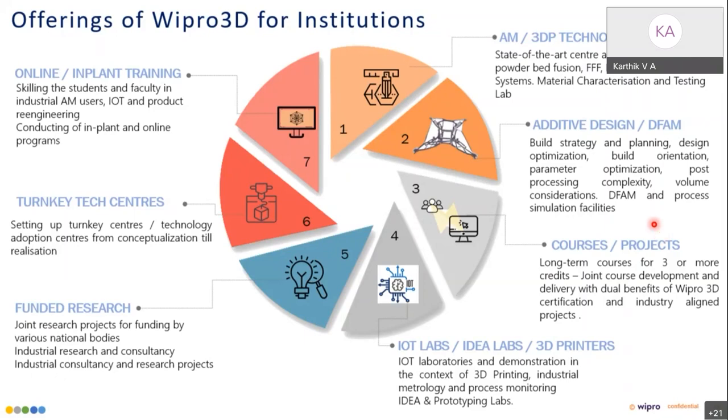Since metal is our primary area of strength, we do funded R&D proposals with various universities, and we also consult with a lot of industries to give them research-oriented assistance. Of course, turnkey centers are also something we offer, from conceptualization to realization. And lastly, implant training for various students and even industrial personnel. We focus primarily on metals, which is something we take pride in, but we do have expertise for FDM as well as DLP printing.